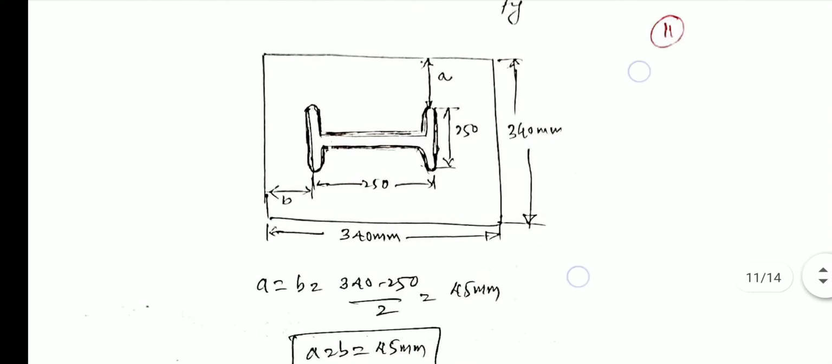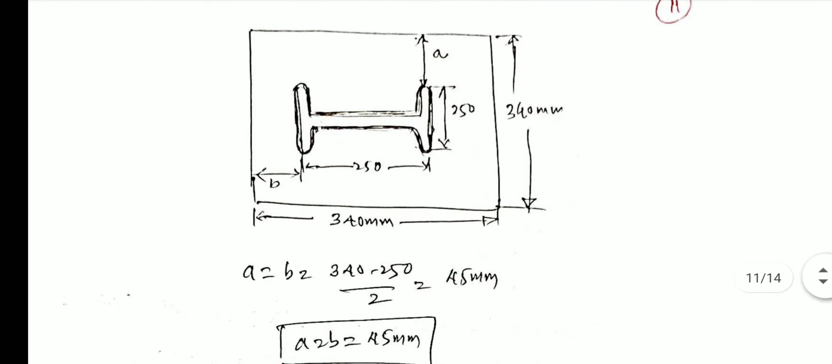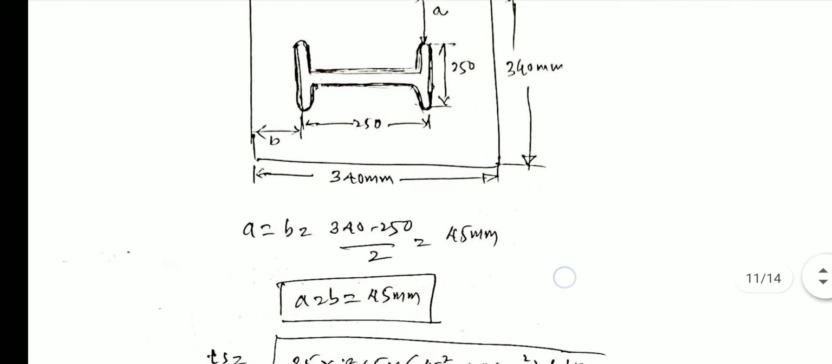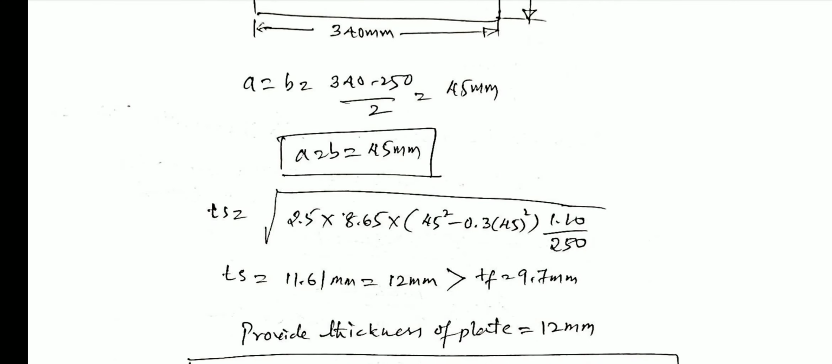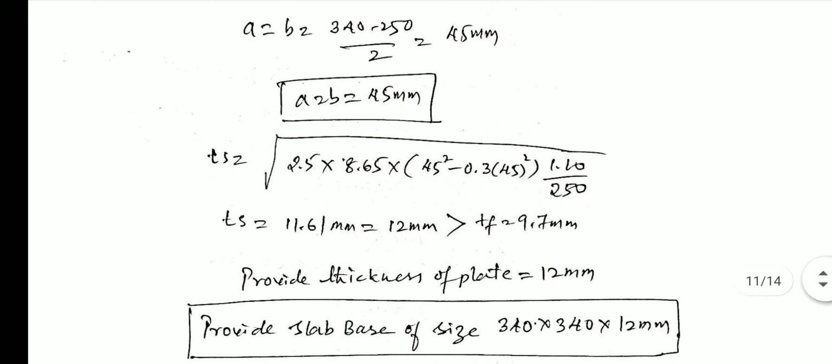By referring to this diagram, I is placed exactly at the center in both directions, along the longer direction as well as the shorter direction. So now the dimension is 340 into 350. One more thing to remember, A and B will be the same. So A is equal to 340 minus the depth or width, 250, divided by 2, because B is obtained on both sides, A also is obtained on both sides. So you get 45 mm. So 45 can be applied in the formula for TS. When you substitute all the values, you get TS as 11.61, which we can take as 12 mm, that is greater than 9.7, then it is safe.